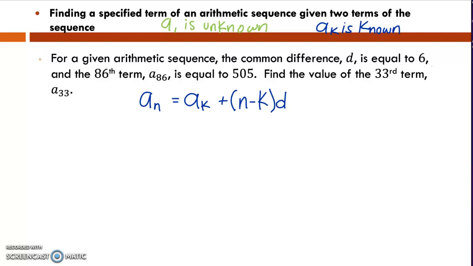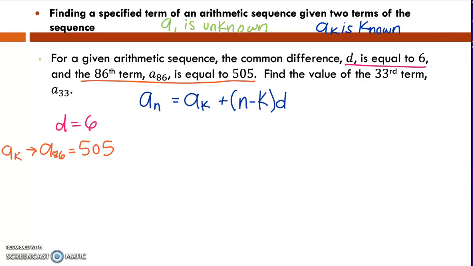So what are we given in this problem? We're given that d is equal to 6. So the common difference, d, is equal to 6, which means I'm going to be adding 6 from one term to the next. Then I'm also given that the 86th term is equal to 505. So a sub 86 equals 505. This is the other term that's given, or a sub k, which means that this 86 is my value of k. So now I'm trying to find the 33rd term. So I'm trying to find a sub 33.